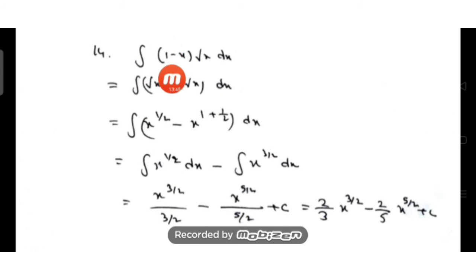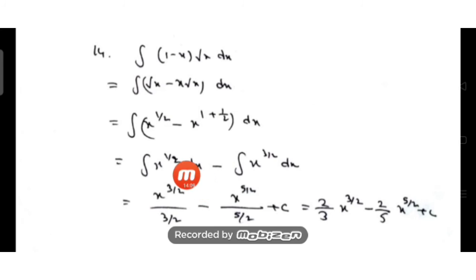Now the next question, x minus 1 minus x into root x into dx. I can use product of this expression. There is no product rule till now we have discussed. So root x into x, 1 is root x. Root x means x to the power half, x root x means x to the power 1 plus half. That is x to the power half into dx, and 1 plus half is 3 by 2 into dx.